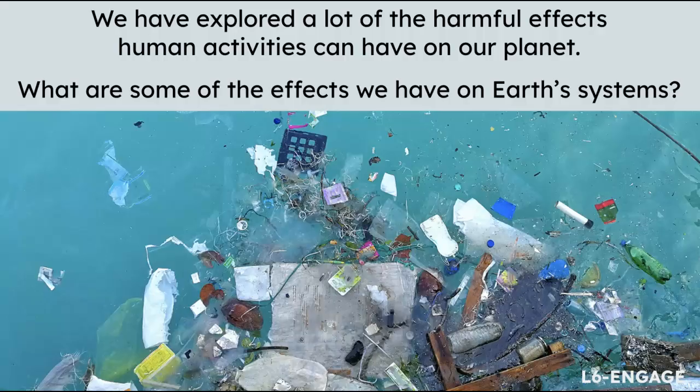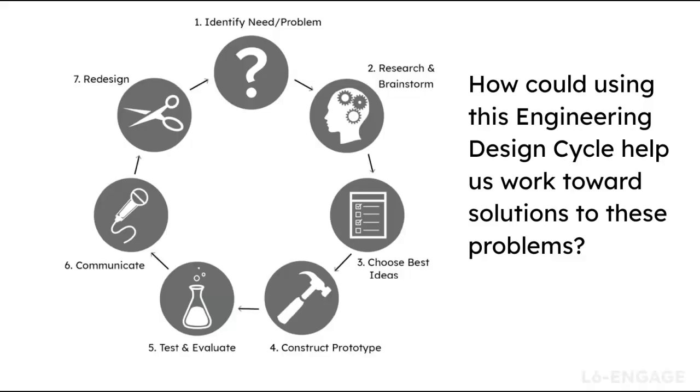To begin the Engage, you'll discuss with students that you have explored a lot of the harmful effects human activities can have on our planet. You'll ask what some of the effects are that we have on Earth's systems. You'll then display the engineering design cycle and ask students how they could use it to help them work toward solutions to these problems. You'll revisit the driving question board to add any new questions and highlight others connected to the learning goals of this lesson by calling attention to questions about how people can help the environment.